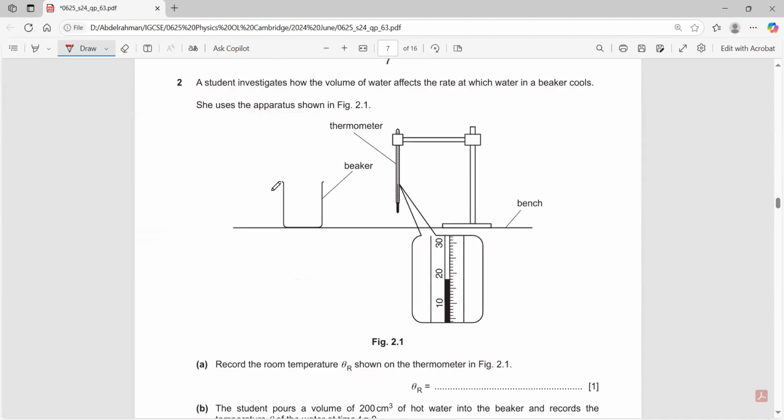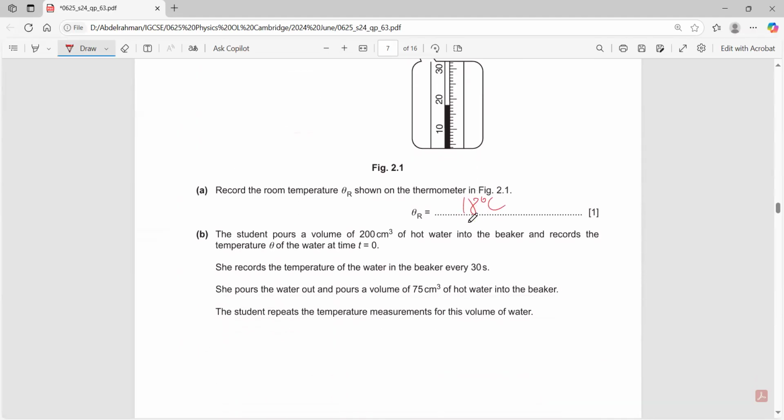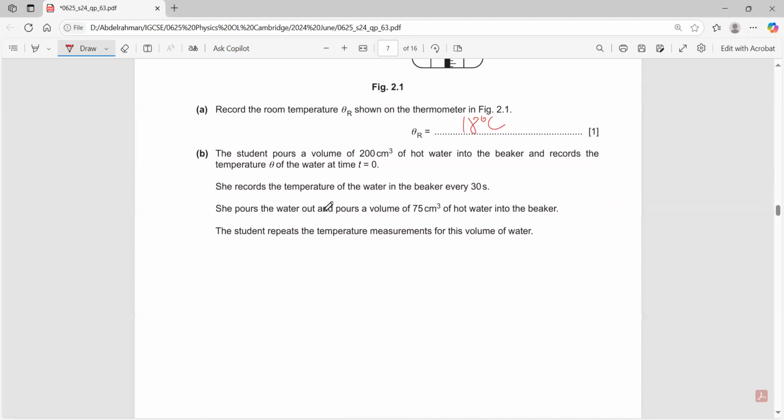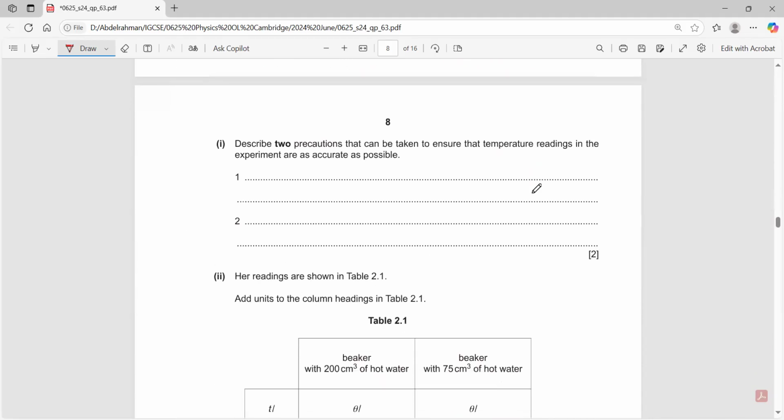In question 2, the student is investigating how the volume of water affects the rate at which the water in a beaker cools. So I have a beaker, I have water. What is theta R, the room temperature? It is 18 degrees Celsius. He pours a volume of 200 centimeters cubed of hot water into the beaker and records the temperature theta of the water at time 0. He records the temperature every 30 seconds. Then he pours the water out, pours in a volume of 75 centimeters cubed of water, and repeats the measurements.